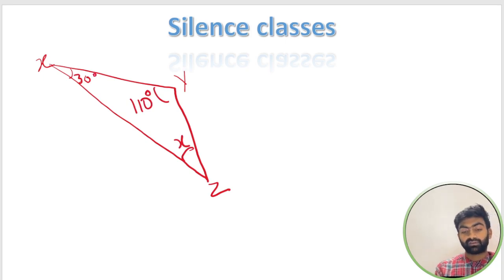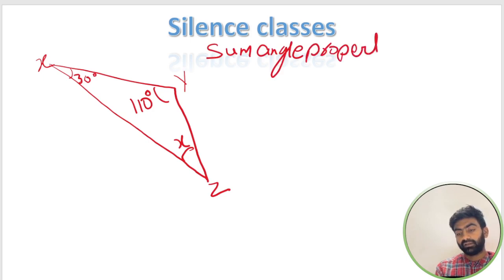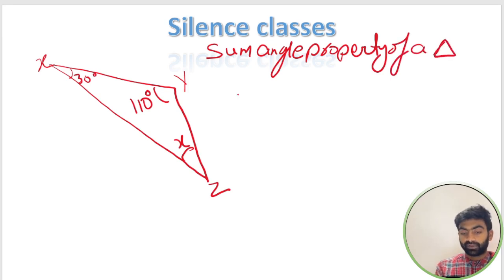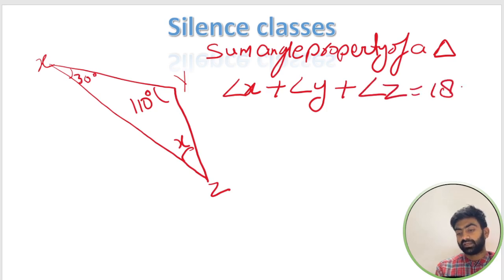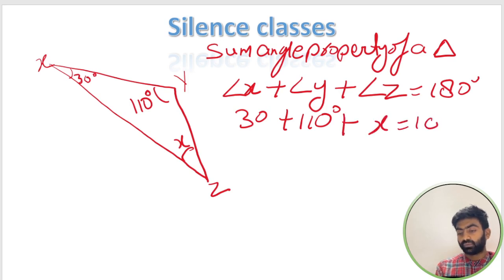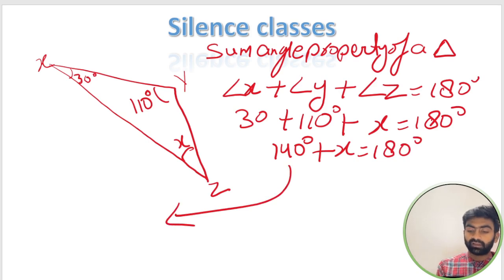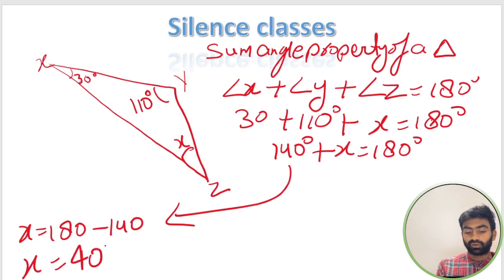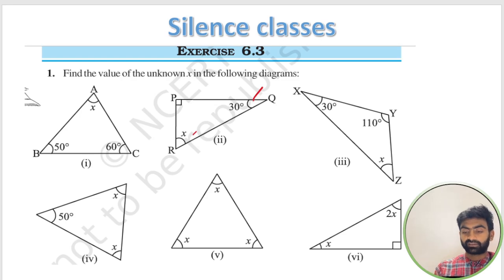So what we can do, by the same angle sum property of a triangle. Okay, angle x plus angle y plus angle z is equals to 180 degree. 30 plus 110 plus x is equals to 180 degree. 140 degree plus x is equals to 180 degree. So we can write it down. We will hold x. x is equals to 180 minus 140. So x is equals to 40 degree, and that is the answer. Okay, so we got the value of x, that is 40 degree.